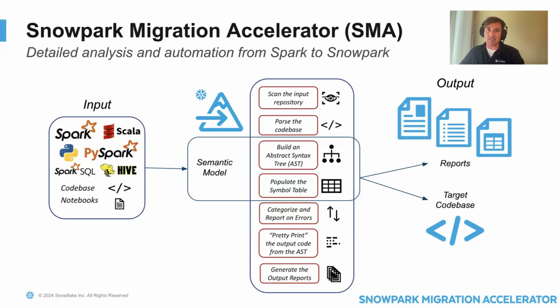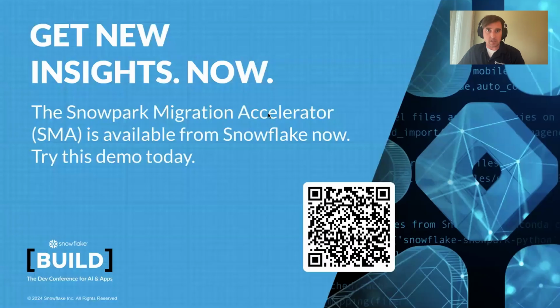So recall that this is an accelerator. The SMA does not convert 100% of code from the source to the target, but what can be functionally recreated is, and what cannot be is marked with comments in the output code that include error codes and supporting documentation. So let's see this in action real quick.